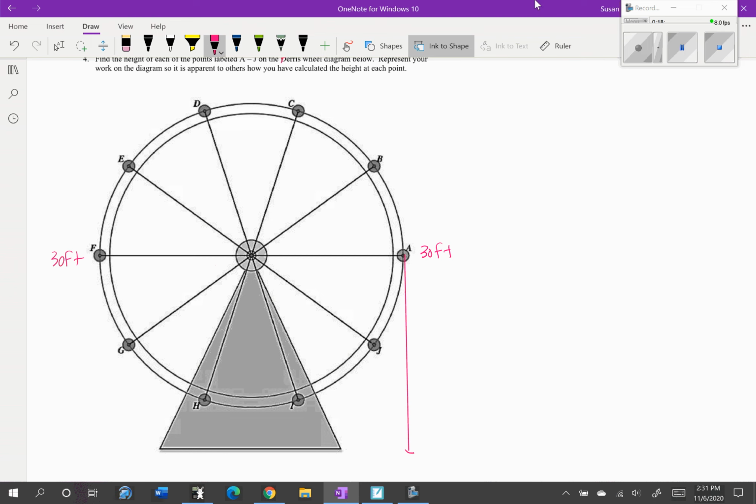So remember that if the whole wheel has 360 degrees, then you can count how many different sections we have. So if we start here, this would be 1, 2, 3, 4, 5, 6, 7, 8, 9, 10. So there's 10 different triangles around. So that means to find theta, theta would be equal to 360 degrees, which is the whole, divided by 10 different parts, which gives us 36 degrees. So that tells me that this is 36 degrees and all of those triangles are 36 degrees.